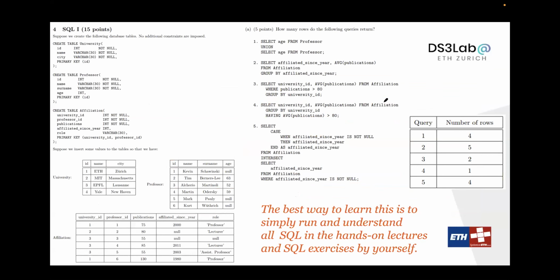This is one example question from previous years. Looking at the structure here, it's actually not that hard. You have this schema defined, so you should be able to read it. You should understand what a primary key is, all these types of things, and what the integrity constraints are here. And then we tell you the content of those relations.